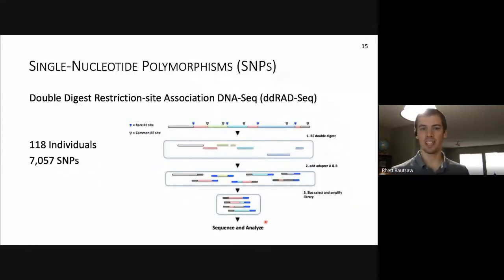Specifically, we identified SNPs using a protocol known as double digest restriction site associated DNA sequencing, or ddRAD-seq for short. So this technique chops the genome into lots of pieces using restriction enzymes and sequences around these cut sites. And we did this for 118 individuals and ended up identifying 7,057 SNPs. So this is a lot more data. Hopefully now we can actually see some phylogenetic structure, or some genetic structure in general, in our complex.